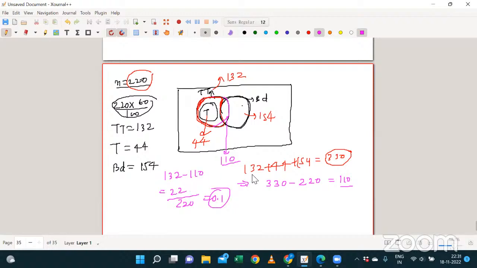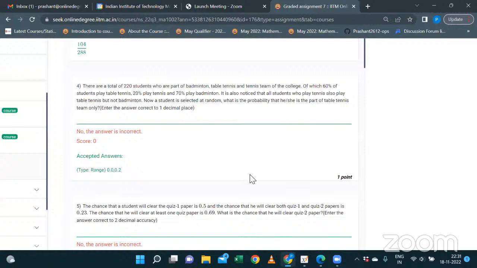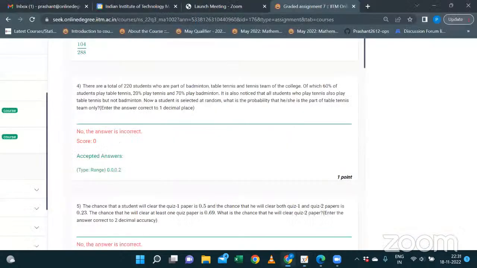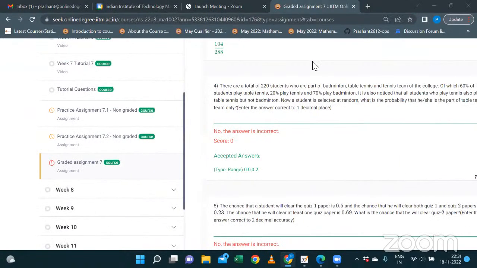I think it's one. What is the answer? The answer is in the range. Okay, it's clear now? Yes, sir. So one more doubt. I have 3-4 doubts from the practice assignment. Which practice assignment? 7 only. Okay, rest of the things are clear for everyone related to the mock and all things.